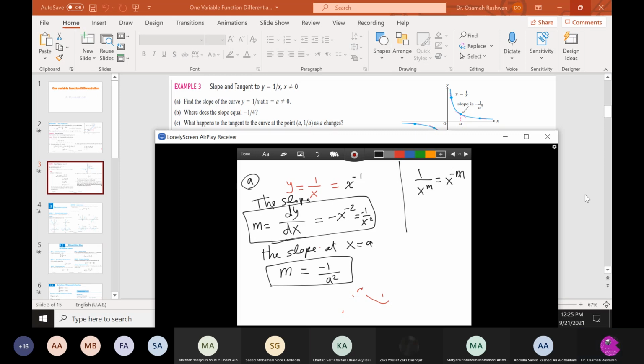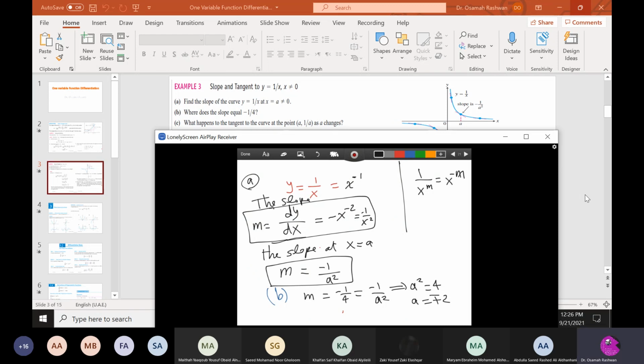Section B, where does the slope equal to -1 over 4? So section B, the slope m equal to what? -1 over 4, right? And I know this is -1 over a squared. So a squared will equal to what? 4. So a will equal to what? Plus or minus 2. Okay.